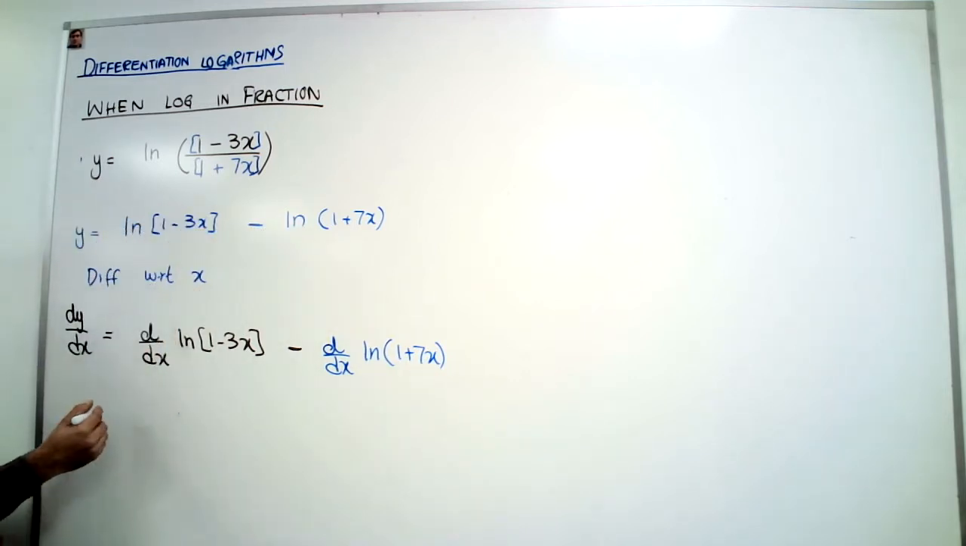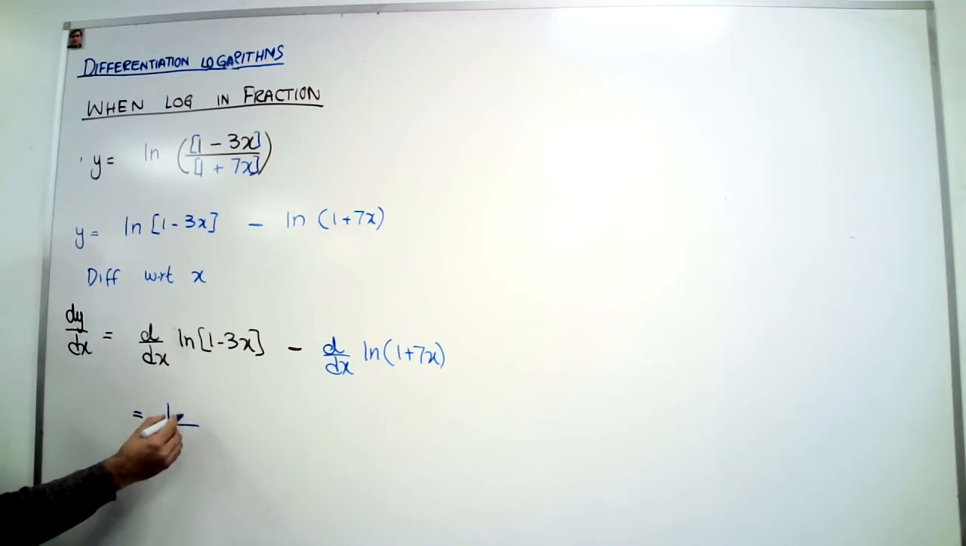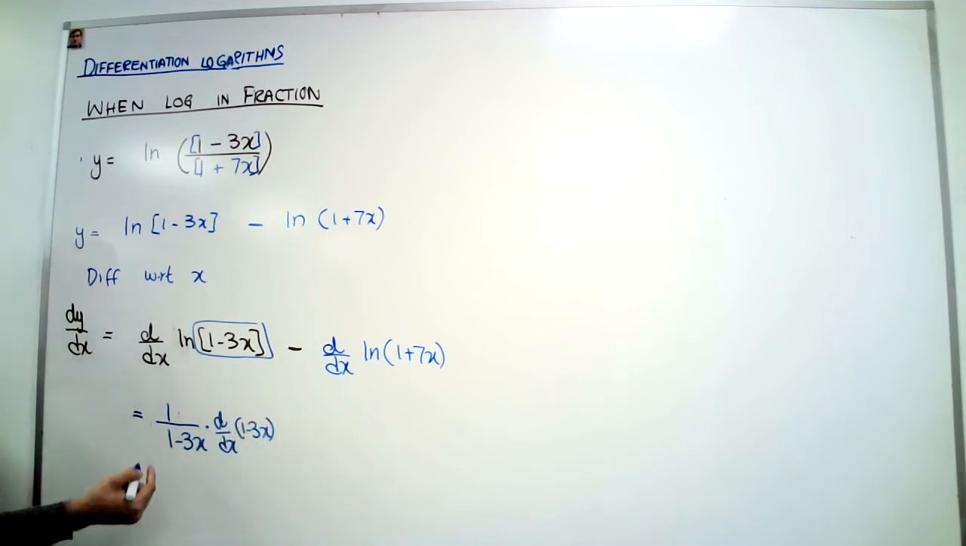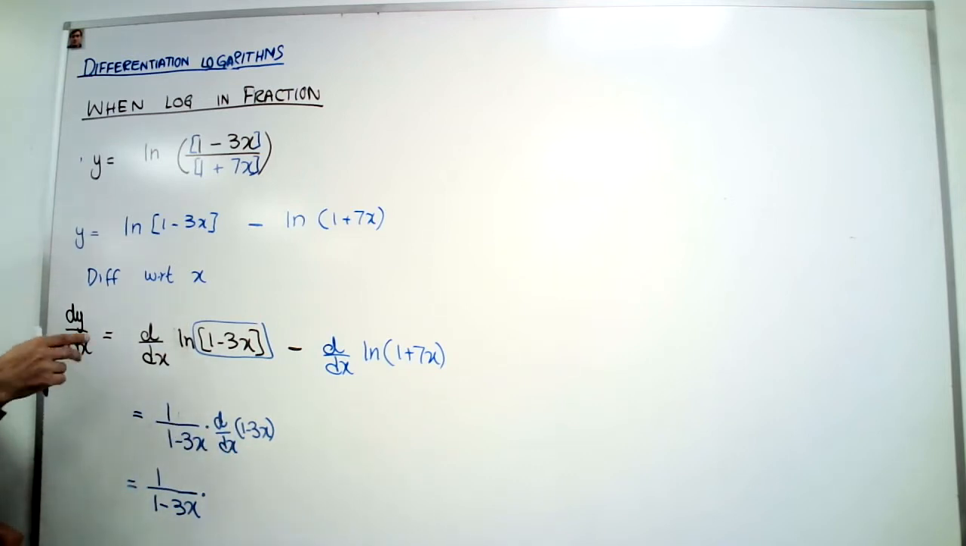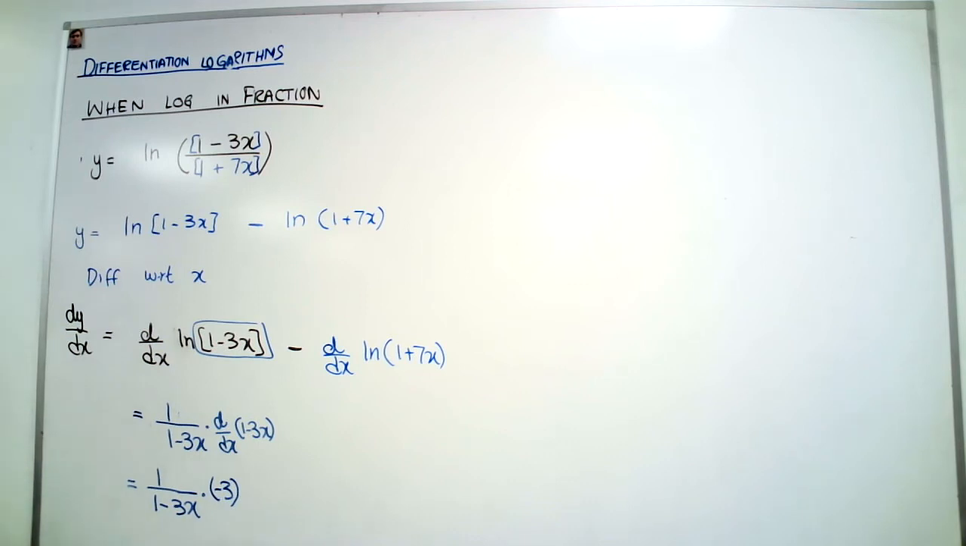So this one separately. Now, according to the rule, you know how to differentiate this bit. The differential of that one is 1 over the box. The box is this bit. So 1 over the box, which is 1 minus 3x, and then the differential of the box. Let's do that one first. This becomes 1 over 1 minus 3x. And the differential of 1 minus 3x: the differential of 1 is 0, and the differential of minus 3x is minus 3. If it was 1 minus 20x, it would be minus 20. So that's that one done.